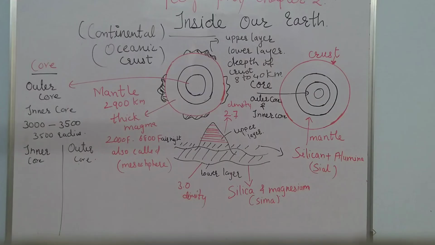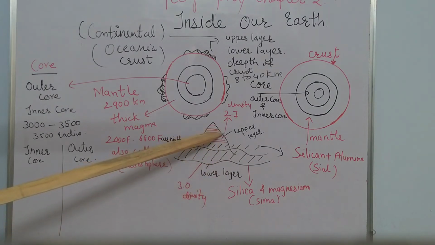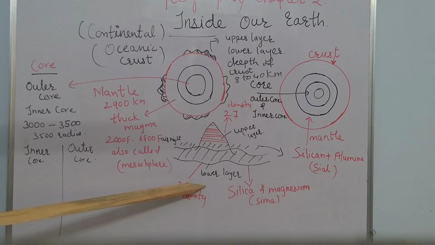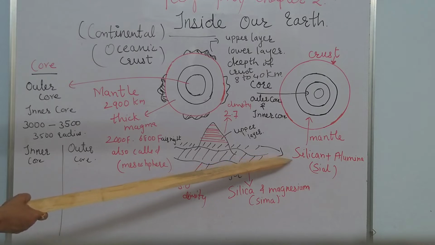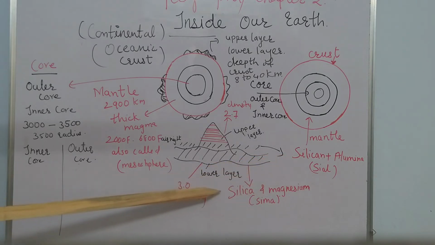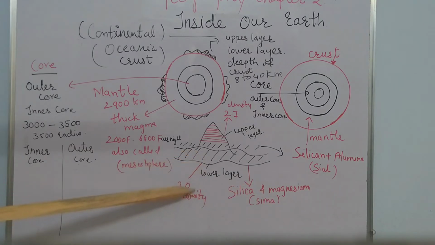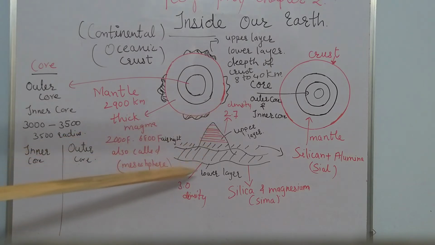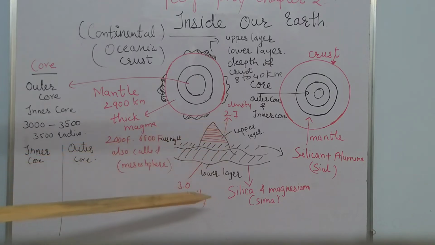Let me repeat once again, and I will show you this diagram. This is the upper layer and the lower layer. The upper layer is continental, whereas the lower layer is oceanic. You also find the minerals silicon and aluminium, that is SiAl, and in the lower layer silica and magnesium, called SiMa. The density of the upper layer is 2.7, whereas the density of the lower layer is 3.0. The thickness of the earth is more on the continent, which you do not find in the ocean, right?